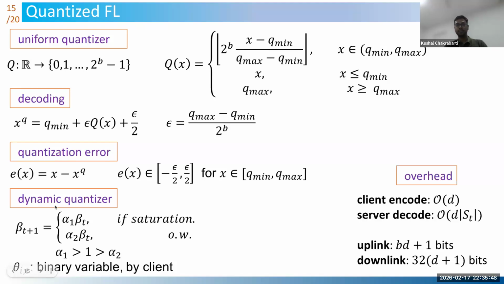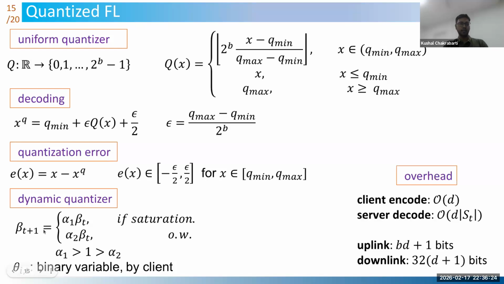So where does this dynamic nature come from? It comes from the interval that you select inside which you do the quantization, basically this q min and q max. Let's say the midpoint is at 0, and I set q min to be minus beta and q max to be plus beta. That is my interval inside which I am doing quantization. Now, in dynamic quantization, I allow this minus beta and plus beta to be dynamically updated at every global round.